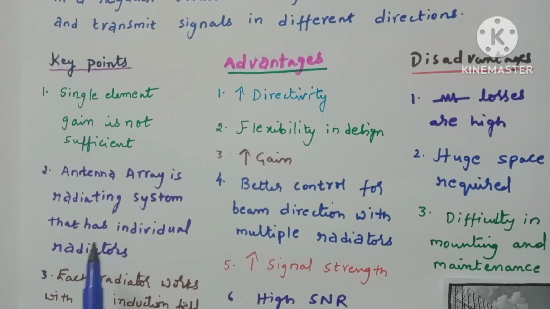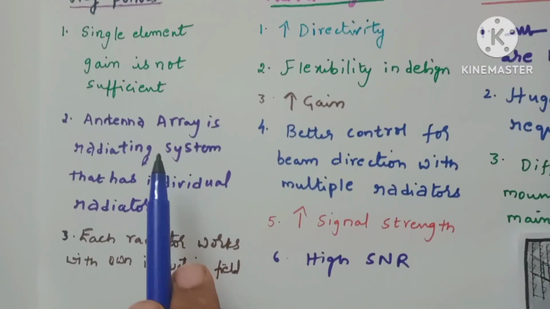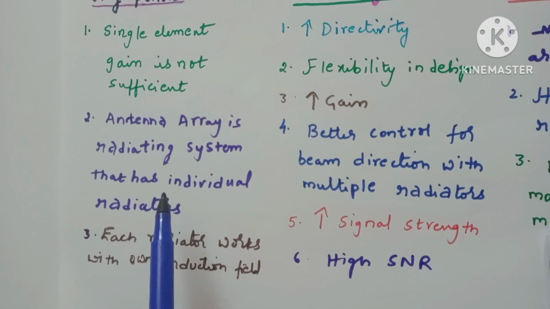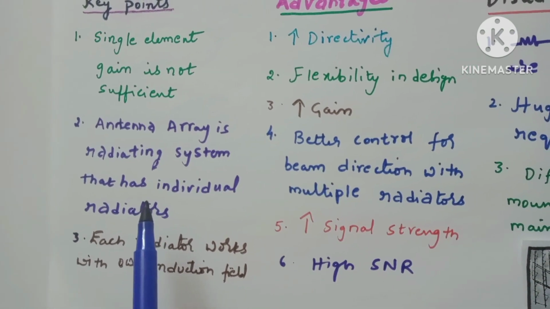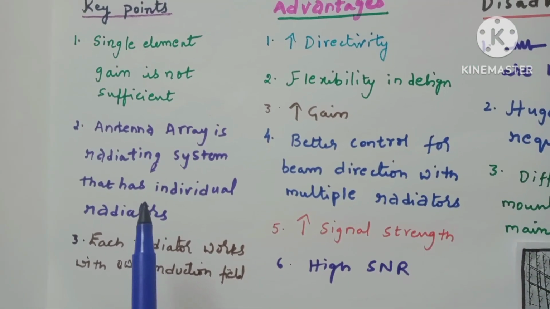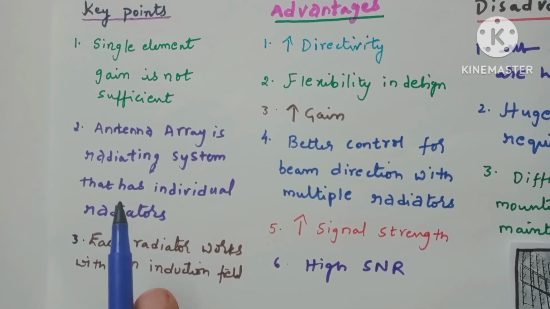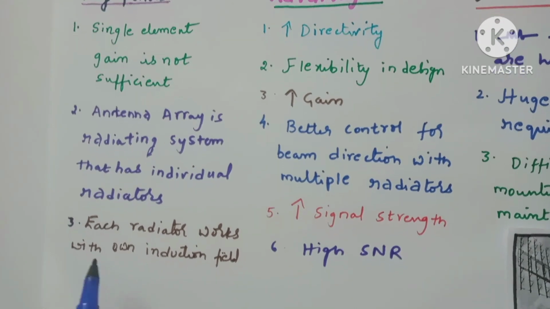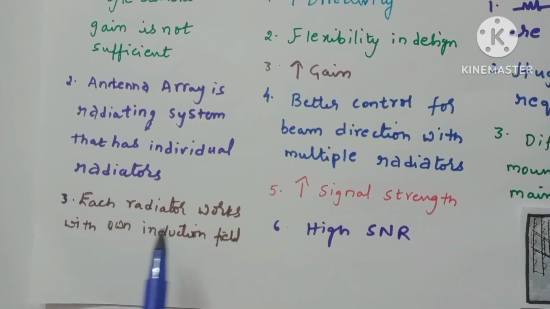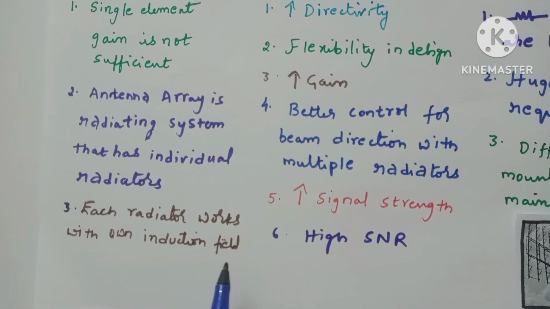And next, an antenna array is a radiating system that has individual radiators. You can see this point. It is nothing but a radiating system where a group of radiators, meaning a group of antennas, will be operated. All this group collectively forms the final radiation pattern, and in such a group each radiator works with its own induction field.